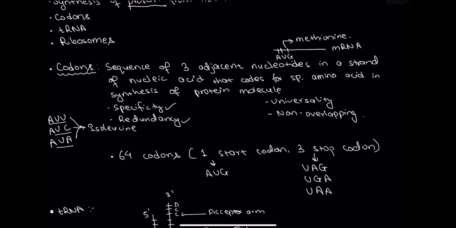Another is universality, that is, a codon codes for the same amino acid in different organisms. For example, in prokaryotes or eukaryotes, this codon will specify the same amino acid.